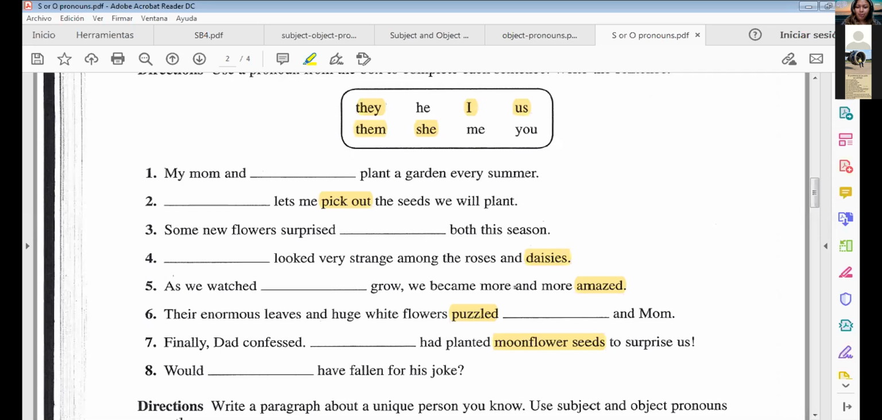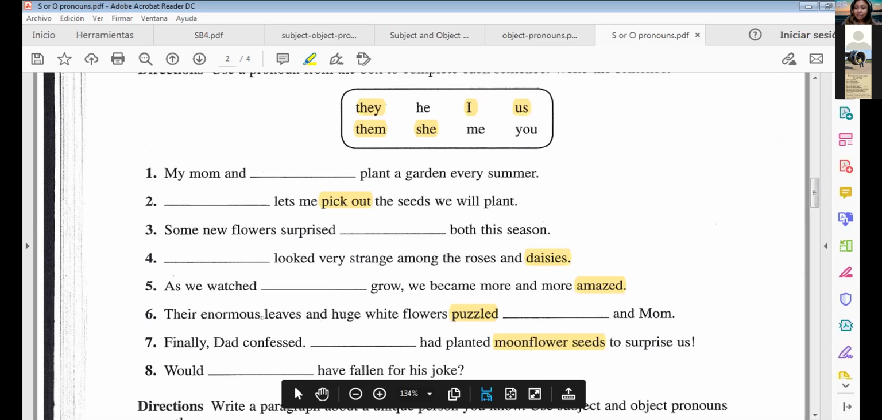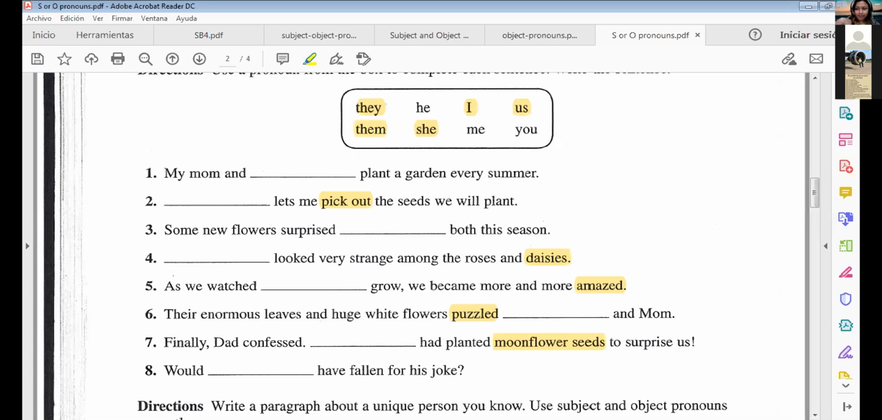We became more and more amazed. We became more, or we could say more and more what? Surprised. I'm surprised. Yes, or amazed. Okay. Their enormous leaves, repeat it with me. Their enormous leaves. Big, enormous, huge. White flowers, blossom. Puzzled. Me and Mom. Confused, or me, puzzled. Aha, me and Mom.